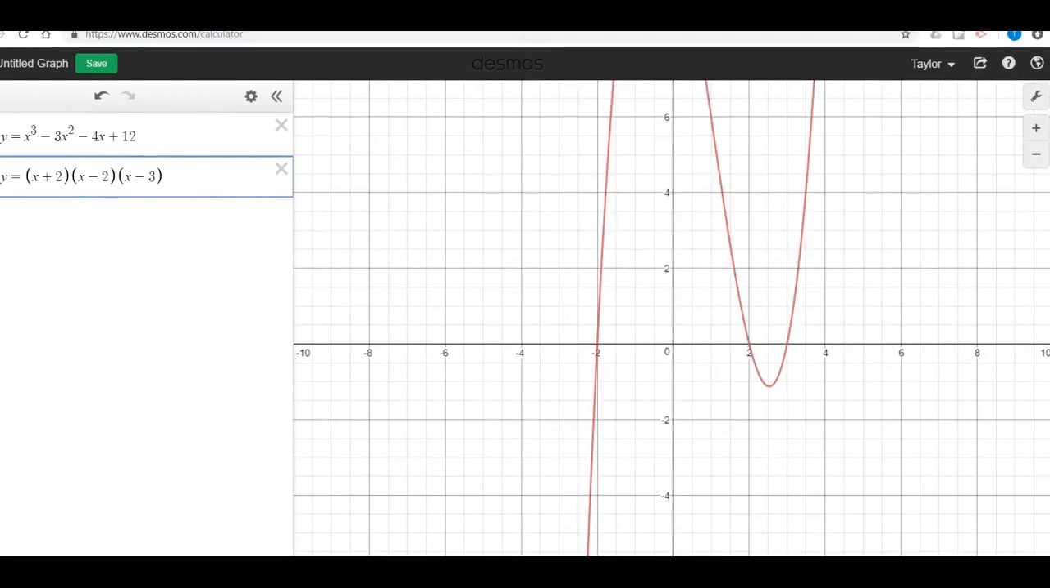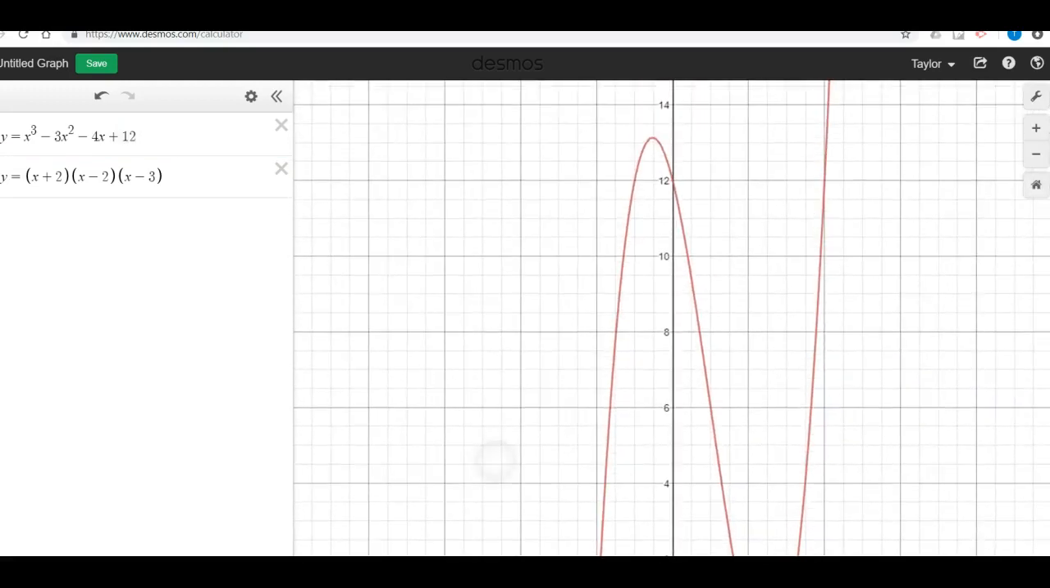See the red one? See the blue one? Red, blue, red, blue. Now let's focus on the red one. What's the y-intercept? What did we know the y-intercept was? It's 12. See it right there? So if I go up, where does it cross the y-axis? Right there at 12. Okay?